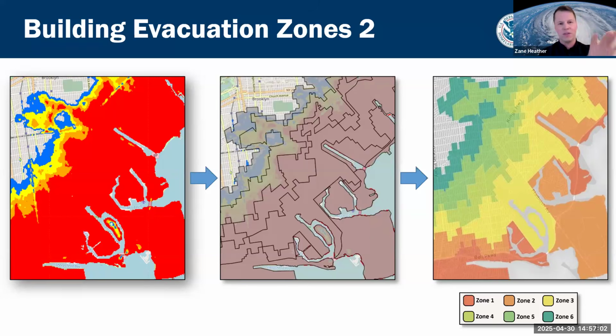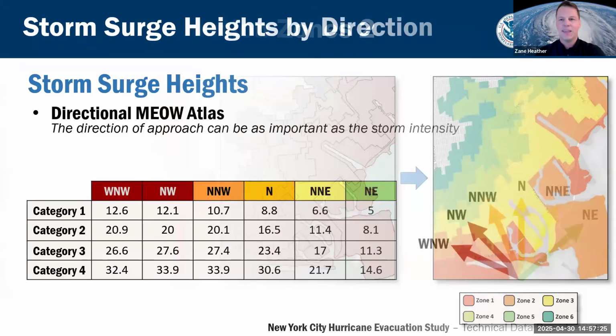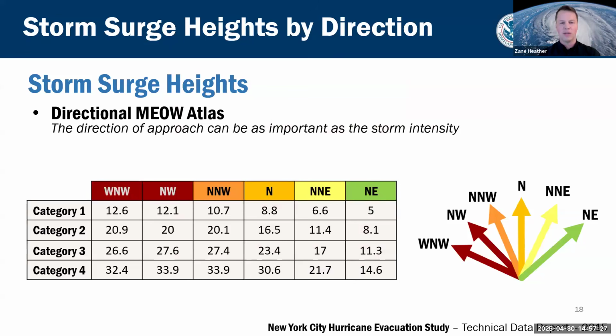So on the left, you've got the storm surge risk product. That would be a MEOW. From there, you've got that overlaid on the physical geography of the location. And you can tell those storm surge delineations follow streets, which would be easy to communicate. And finally, you've got evacuation zones on the right, the final product that would be communicated to the public for planning, preparedness, and operational response. Then the calling of those zones is informed by a composite or directional MEOW approach.